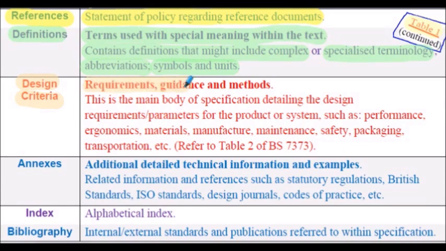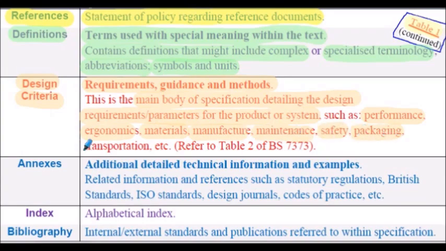Next we have the design criteria section. Here requirements, guidance and methods are stated. This is essentially the main body of the specification, detailing design requirements and parameters for the product or system, such as we've outlined previously: performance, ergonomics, materials, manufacturing, maintenance, safety, packaging, transportation, etc. This is referred to within a later table within the presentation.